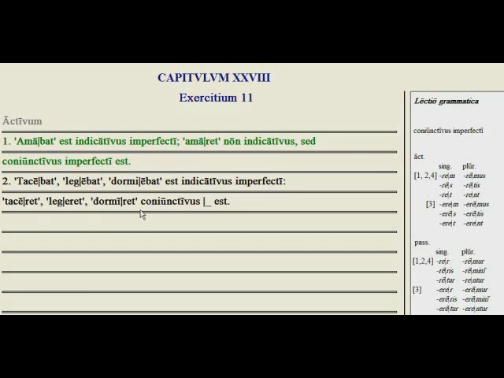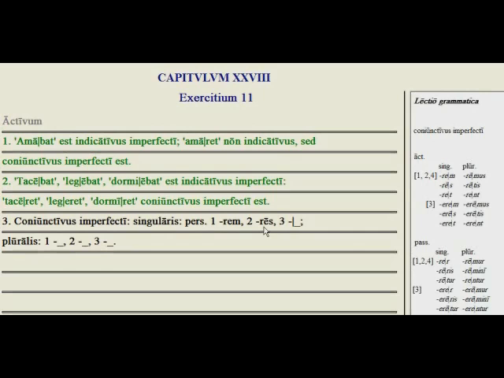And so instead of saying imperfect subjunctive, which is the way we say it, they say the subjunctive of the imperfect. Imperfecti. Conjunctivus imperfecti, the imperfect subjunctive. Singular. Persona prima, the first person, rem. Second person, res. Third person, ret. Plural, remus, retis, and rent.